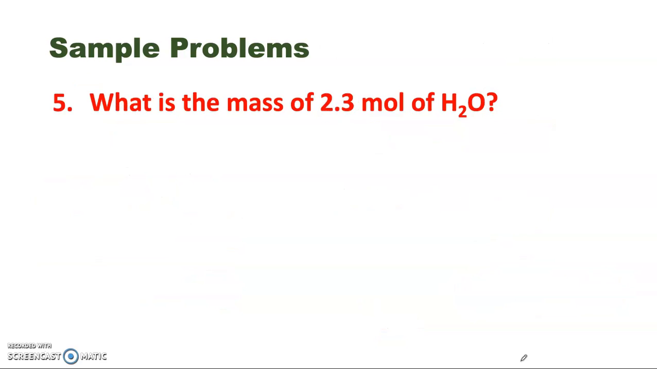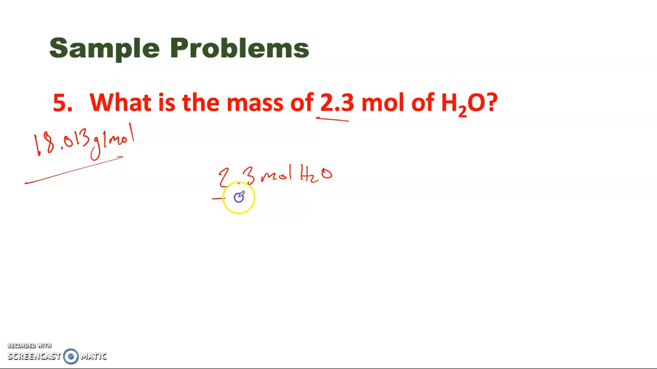Okay, next question. What is the mass? So we already know the molar mass, 18.013 grams per mole. I'm not going to make you redo that. We know it from the previous problem. So I know the mass of 1 mole of water. Well, to figure out how many are in 2.3, I just need to multiply the two together. But I still want to see your work.